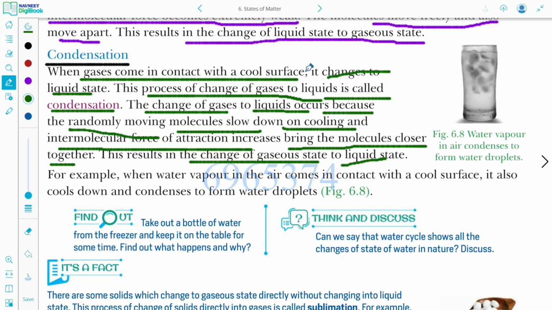For example, if you take out a water bottle from the freezer and keep it on the table, what will happen after some time? The water vapor in the air condenses to form water droplets.